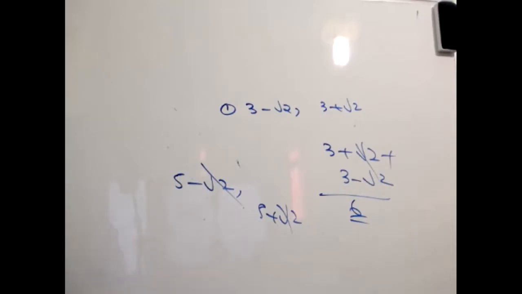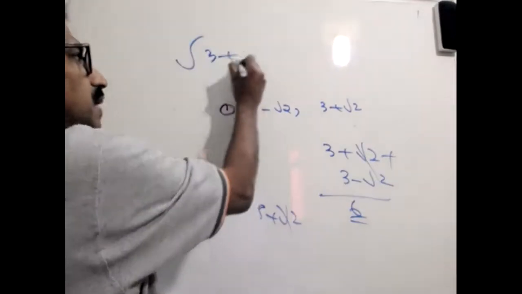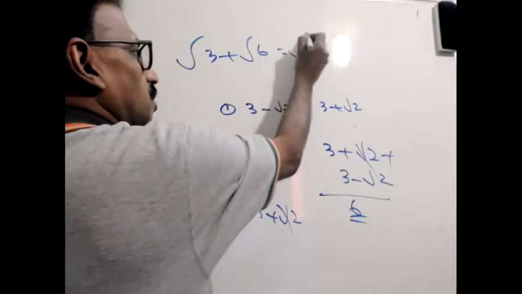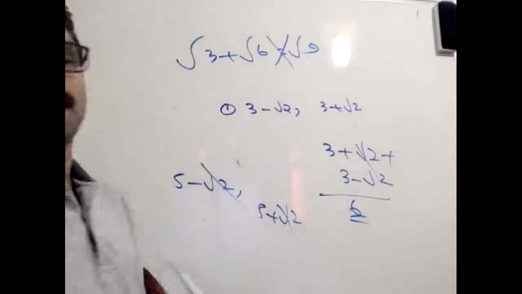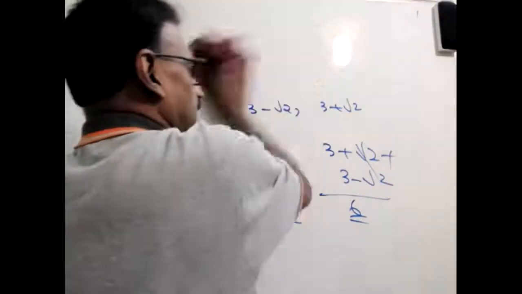The sum of two irrational numbers is a rational number. Okay, don't think like this. What Bishop said, root of 3 plus root of 6 equal to root of 9, no, it is wrong. We cannot add like that. So then, next question.